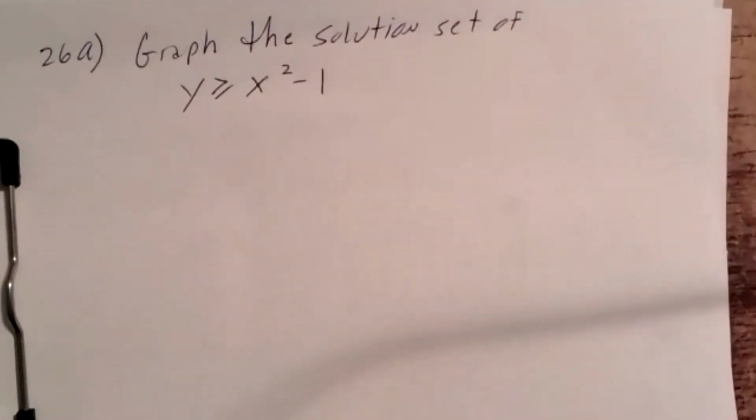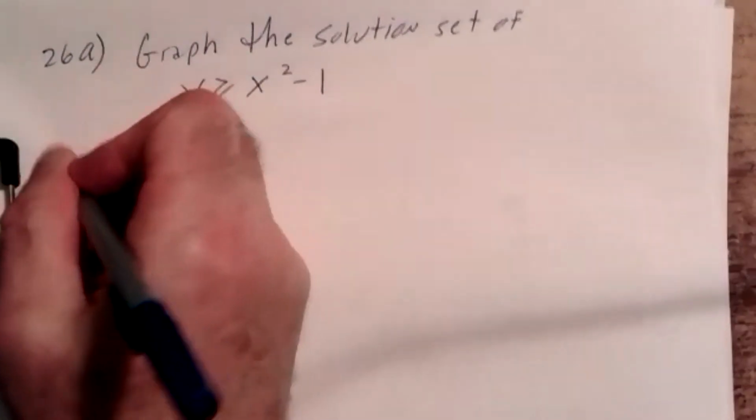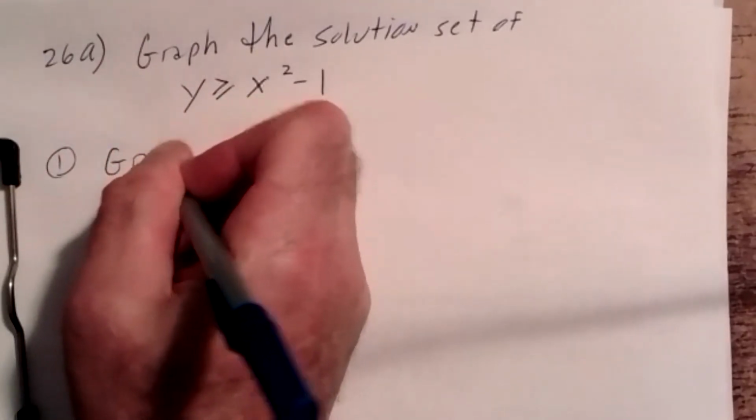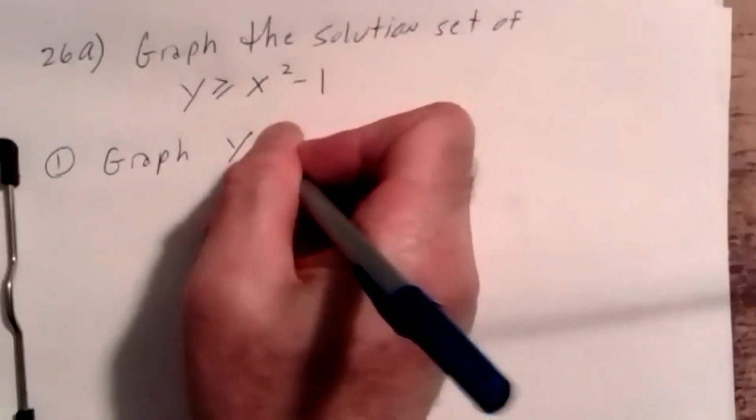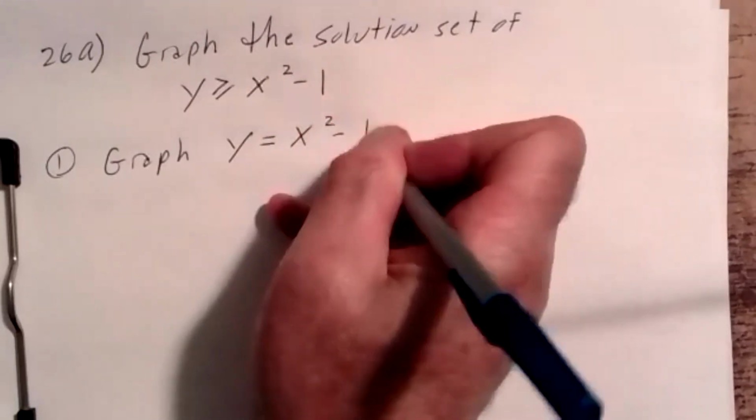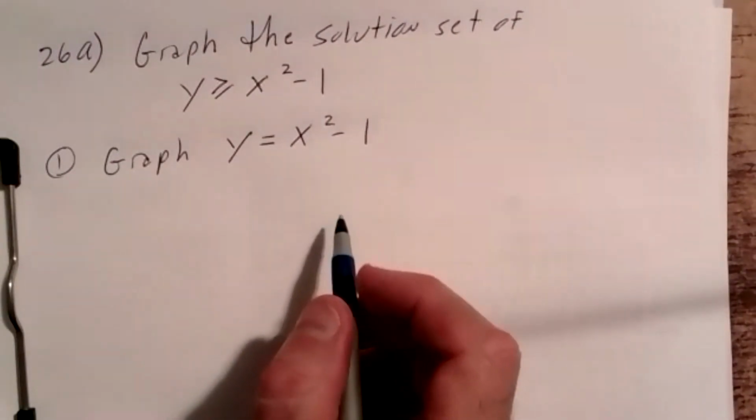So what's the first step? What do you think I do first? What's the first step, ladies and gentlemen? Change the greater than to an equal sign and graph the equation. First thing we've got to do is graph the equation. If you don't graph the equation first, you're not going to have a clue where the boundary is in the XY plane. Got to graph the associated equation first.